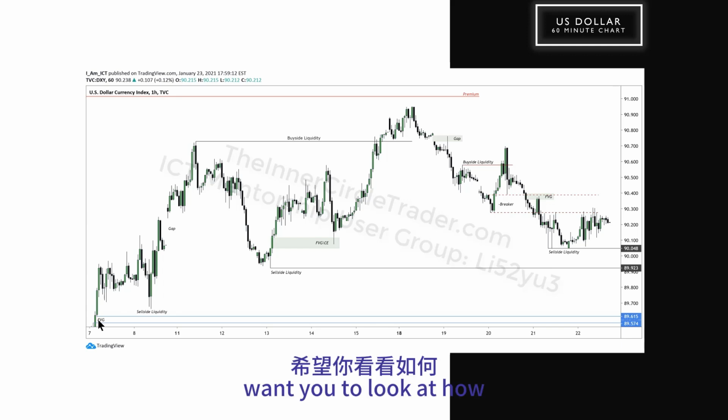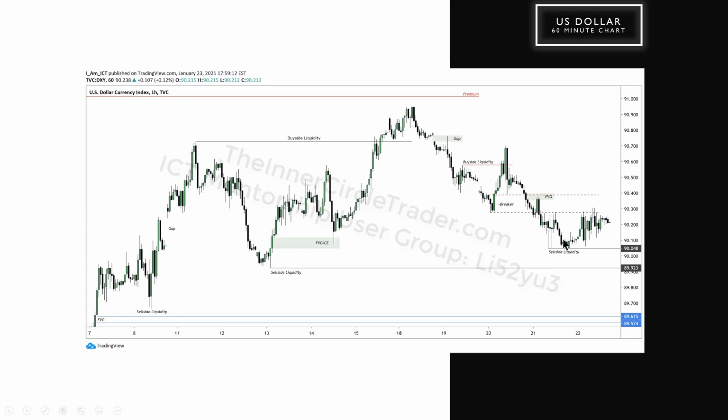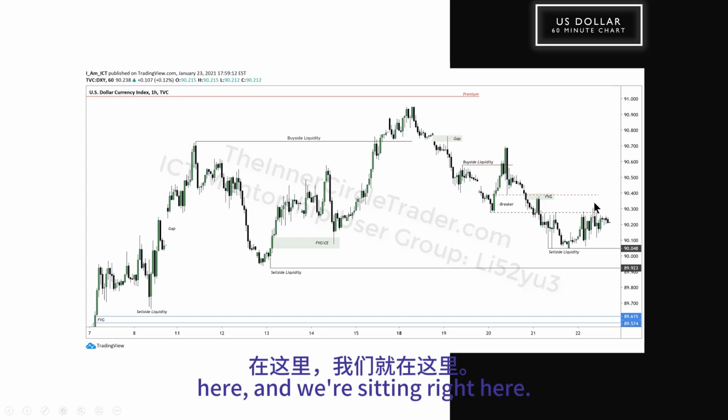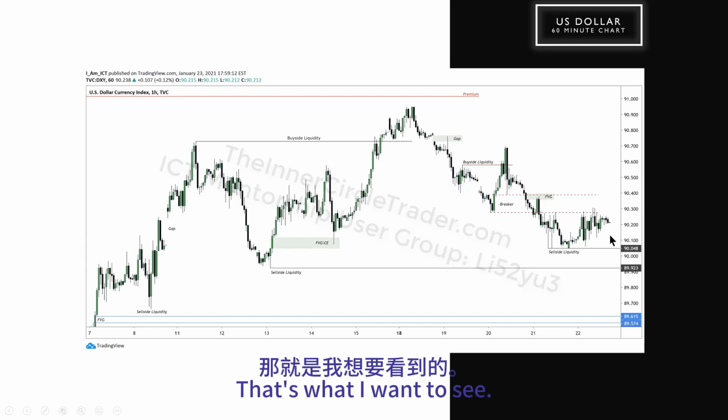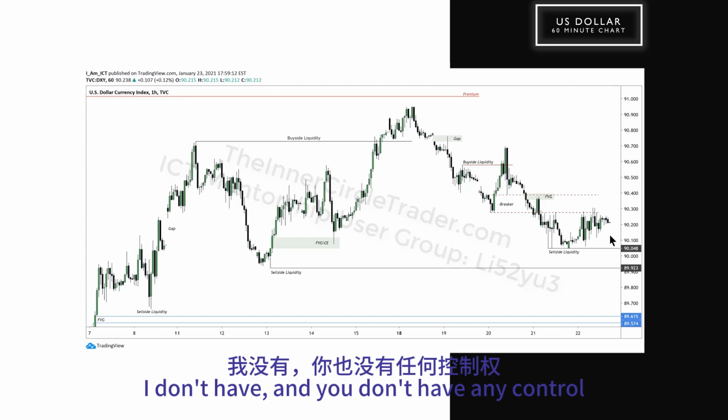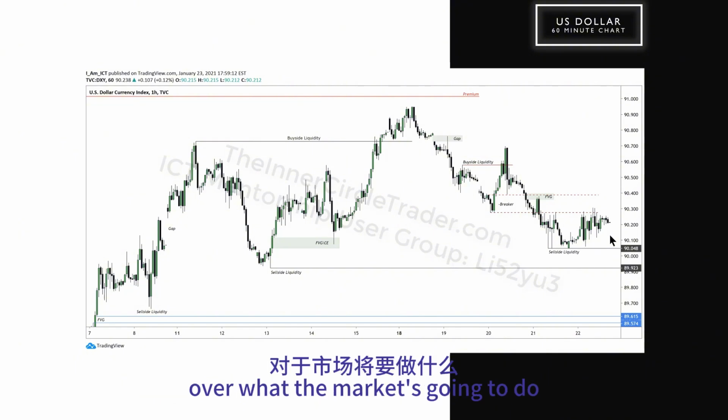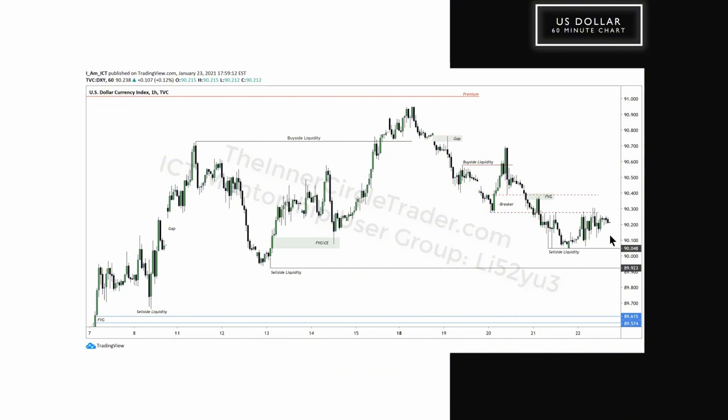And I want you to look at how we've had this breaker here. We trade up into it here, here, and we're sitting right here. Now, I'm anticipating a lower opening on Sunday. That's what I want to see. I don't have, and you don't have any control over what the market's going to do on Sunday's opening. You don't know.